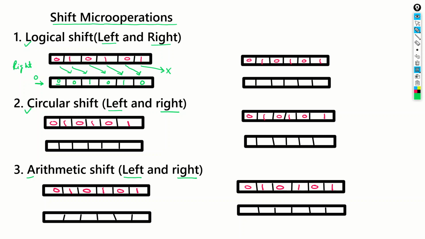Also remember that whenever we are shifting one bit right, logically it means that we are dividing the number by 2. So if we are shifting k bits, it means that we are dividing the number by 2 raised to the power k. So this is actually known as the logical right shift.